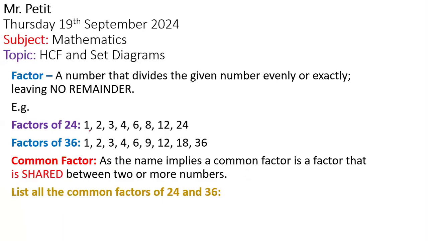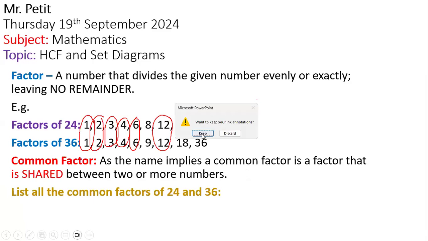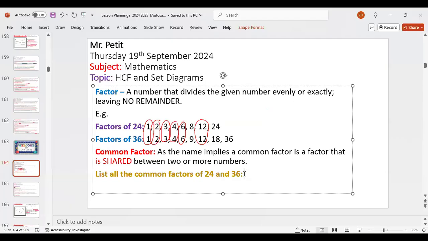1, 2, 3, 4, 6, and 12. Right? So 1, 2, 3, 4, 6, and 12. Those are going to be the common factors of 24 and 36. So let's write that down: 1, 2, 3, 4, 6, and 12.